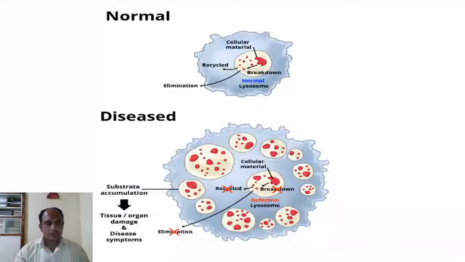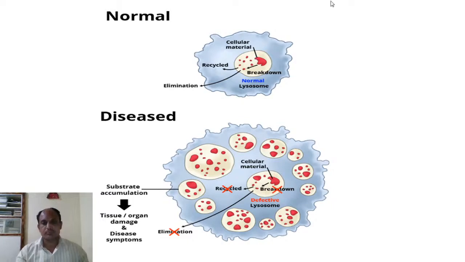Here we can see a phagocytic cell. Now this diagram indicates the normal functioning of the lysosomes. See, this is the cellular material which enters inside the cell by a process called endocytosis. After endocytosis, when this cellular material, for example bacterial cells or microorganisms, enters the lysosomes, there is a large number of lysosomal enzymes present here, and that's why we can call lysosomes suicide bags.